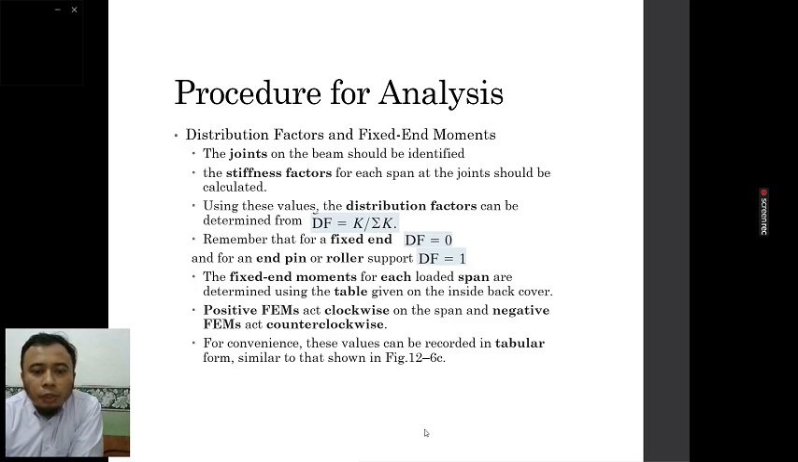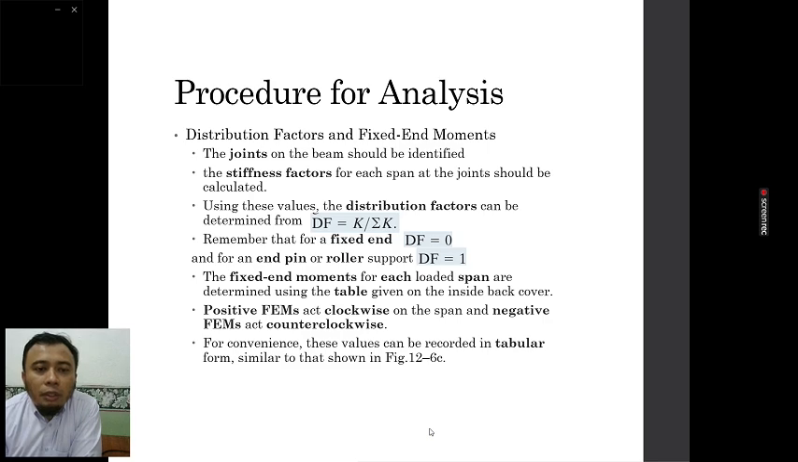In this video, we want to summarize what we talked about in the previous video. So, the procedure for analysis of moment distribution: the distribution factors and fixed end moments. The joints on the beam should be identified. So the first thing you need to do is identify what type of joints we are dealing with.